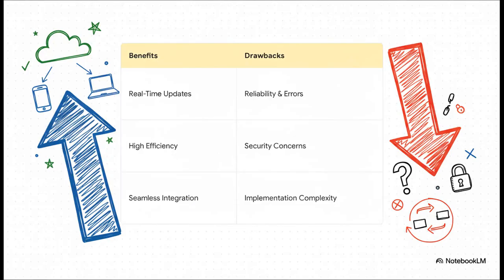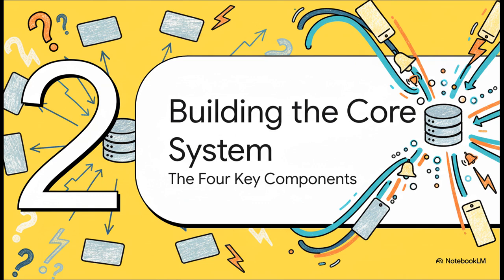Now, it's not all sunshine and rainbows. There's a trade-off. The benefits, they're huge. You get updates in real time, it's incredibly efficient, and it lets totally different systems work together seamlessly. But it comes with its own challenges. You really have to think about reliability. I mean, what if the other system is down when you try to send the data? And you absolutely have to think about security, because you're basically opening up a door for another system to send you information.